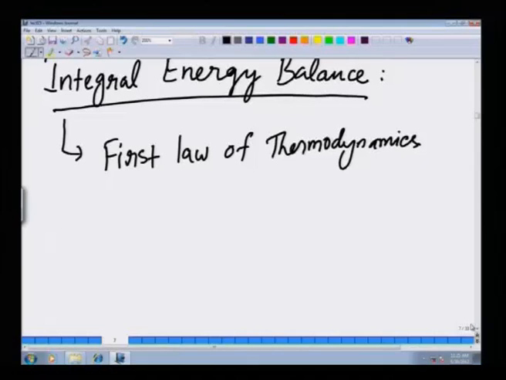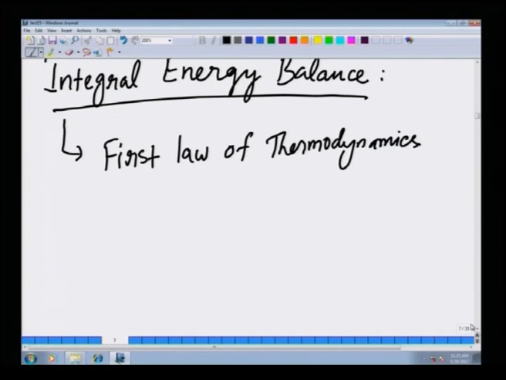Welcome to lecture number 16 of the NPTEL course in fluid mechanics for chemical engineering undergraduate students. Today we are going to discuss the integral energy balance, and we started this discussion very briefly in the last lecture. And as I told you in the last lecture, all the fundamental integral balances in fluid mechanics, namely mass, momentum, energy, they rest on a fundamental physical principle.